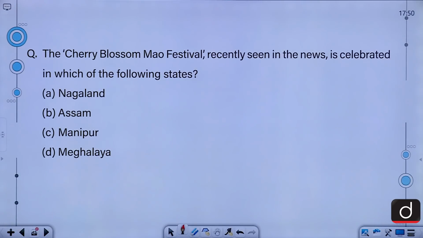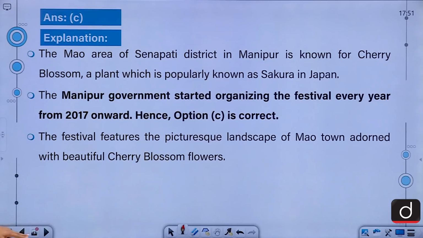Now the next question. The Cherry Blossom Mao Festival, recently in the news, is celebrated in which of the following states? Nagaland, Assam, Manipur, Meghalaya. So, the correct answer for this question is C, that is Manipur. Moving on to the explanation, the Mao area of Senapati district in Manipur is known for cherry blossom, a plant which is popularly known as Sakura in Japan. The Manipur government started organizing the festival every year from 2017 onwards. The festival features the picturesque landscape of Mao town adorned with beautiful cherry blossom flowers.